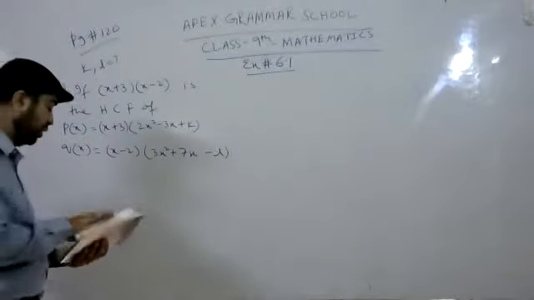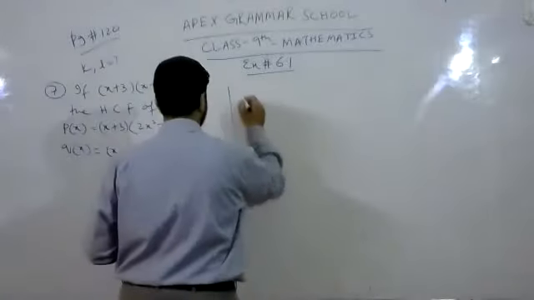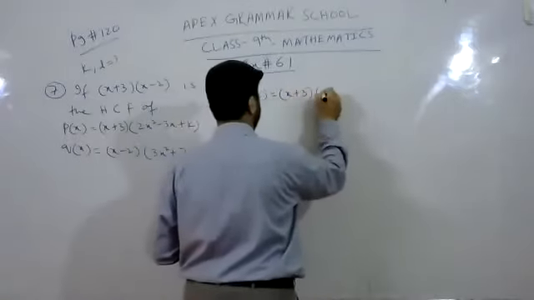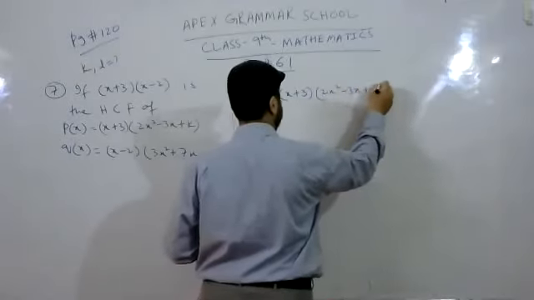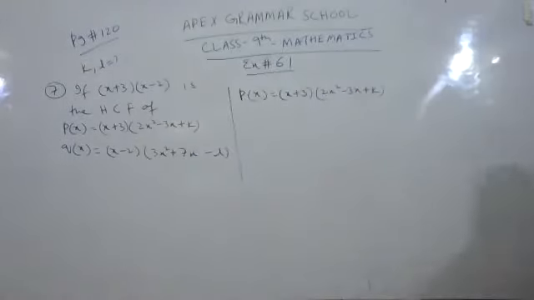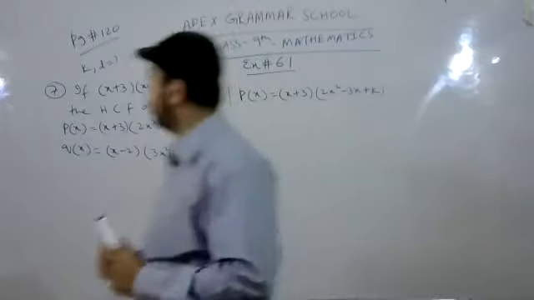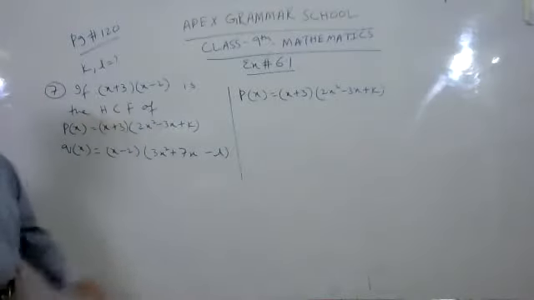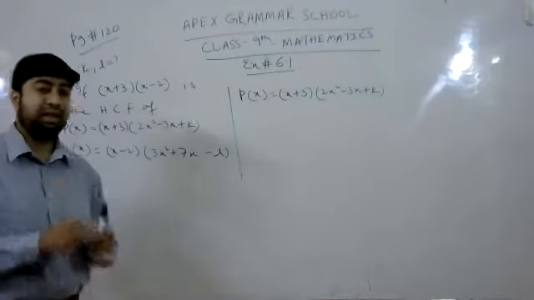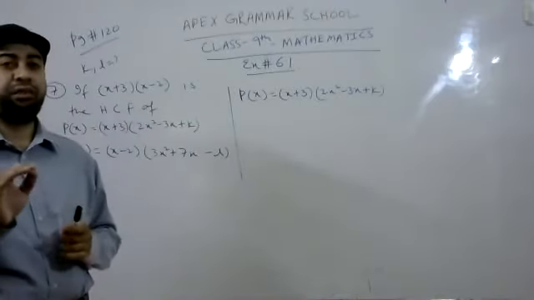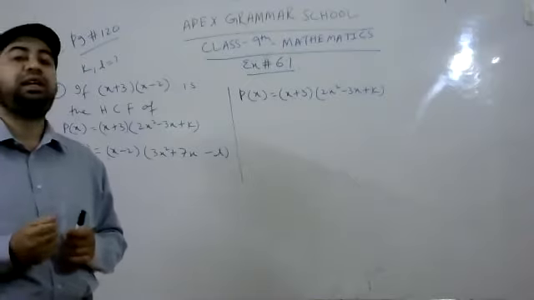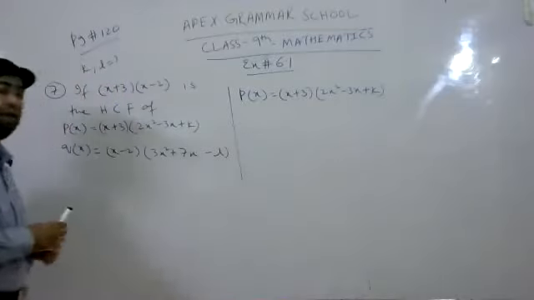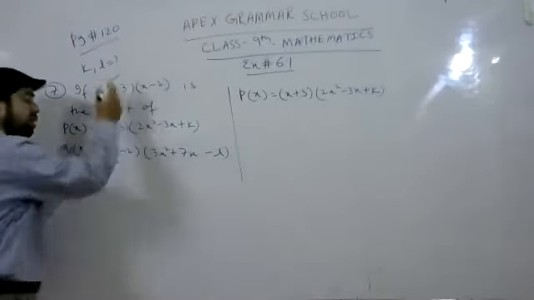How can we find it? Just see the first polynomial, that is p(x) = (x + 3)(2x² - 3x + k). Now we have two factors in it. First factor is x + 3. Second factor is x - 2. Either you can use this one or this one. But in this situation, we need the factor through which we can easily find the value of k. First, we can use this x + 3.